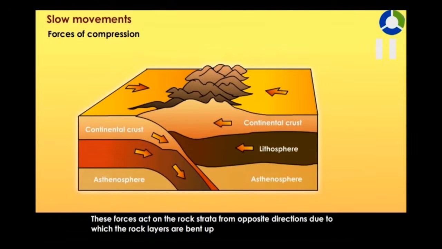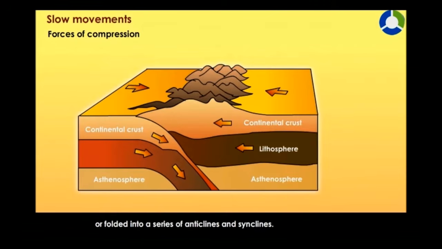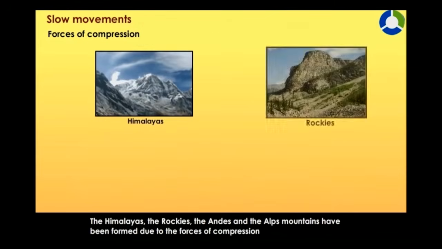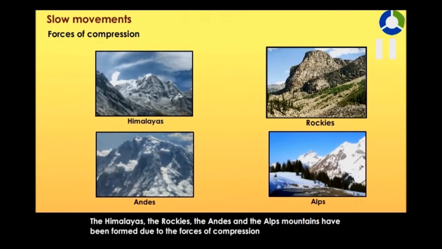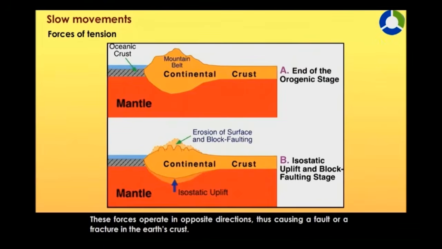Force of compression: these forces act on the rock structure from opposite directions, due to which the rock layers are bent up or folded into a series of anticlines and synclines. These forces are responsible for the formation of fold mountains. Examples of fold mountains are the Himalayas, Rockies, Andes, and Alps. We see that they are examples of fold mountains.